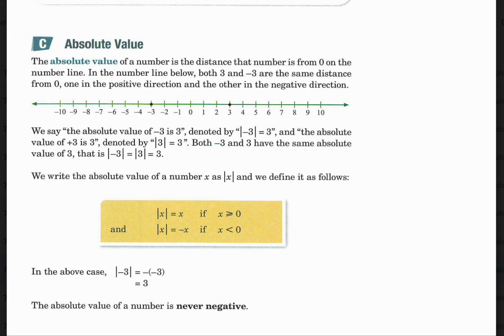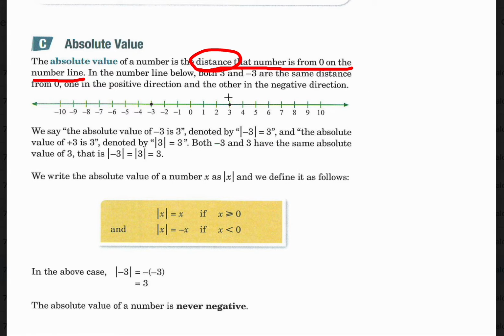So absolute value is an important vocabulary word you're going to want to write into your notebook. The absolute value is just a fancy word that's asking us for the distance that the number is from zero on the number line. Keyword: distance. It's the distance that the number is from zero on the number line. Put that in your notes.